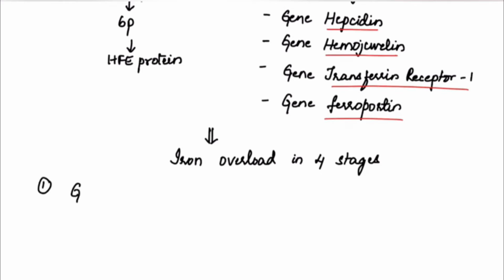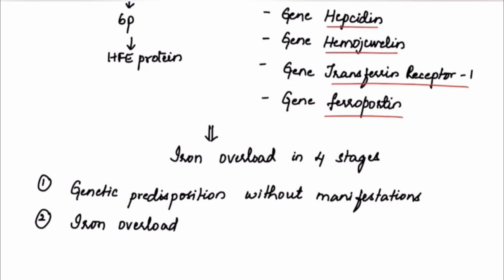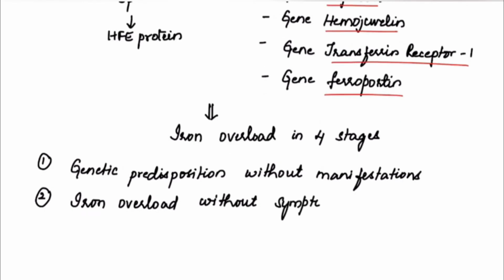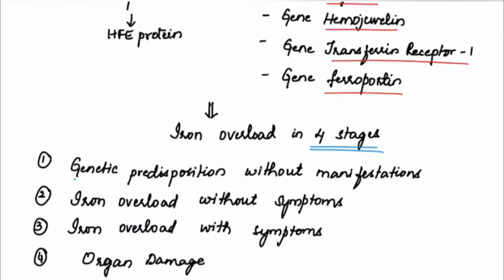The first stage is genetic predisposition, so the mutant genes may be present but there are no clinical manifestations. The second stage is iron overload, usually seen in biopsy or in lab reports, but without any clinical symptoms. The third stage is iron overload with symptoms, and the fourth stage is development of organ damage. So these are the 4 stages in the progression of hemochromatosis.